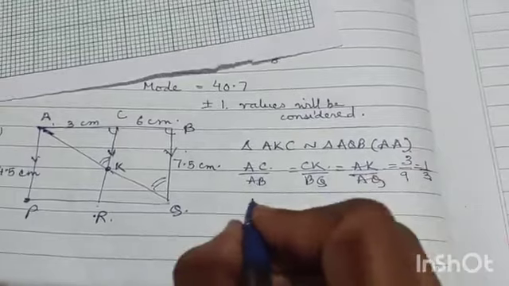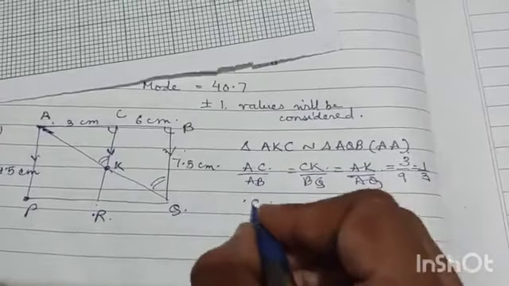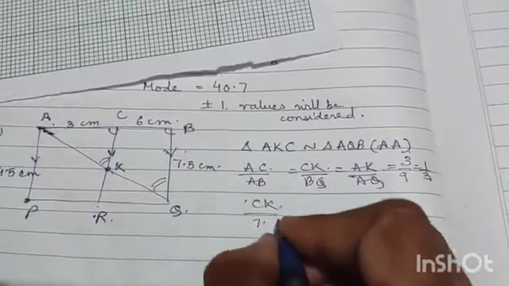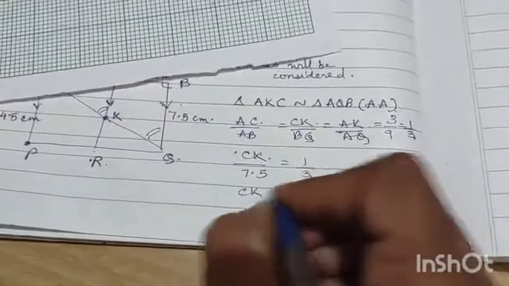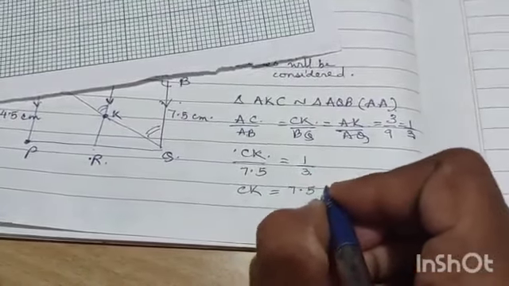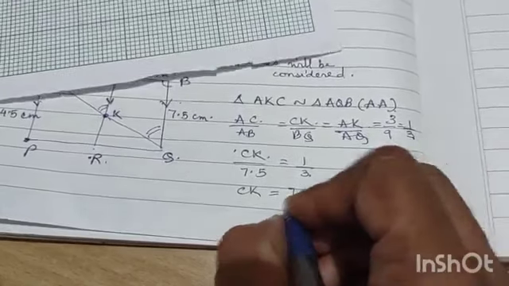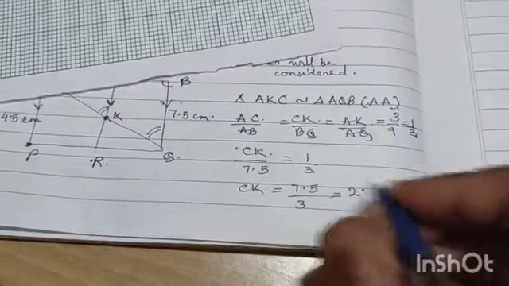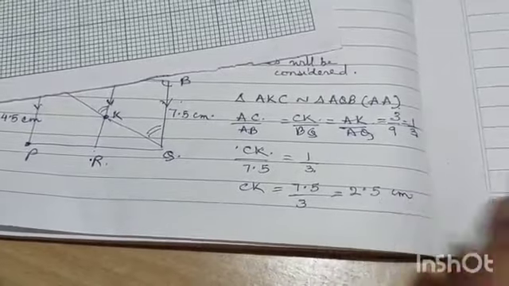So now we take CK. We have to find CK. So CK by BQ, BQ is given 7.5 centimeter, that is equal to 1 by 3. So CK is equal to 7.5 by 3, 3 2s are 6, 15, 3 5s are 15. So we got CK to be 2.5 centimeter.